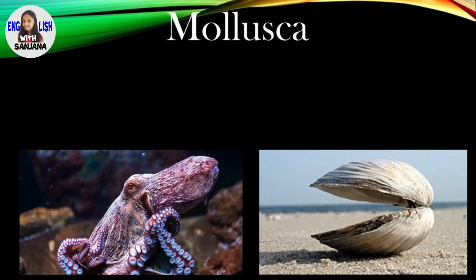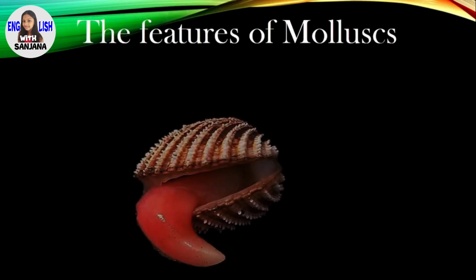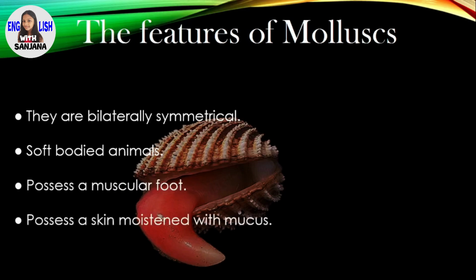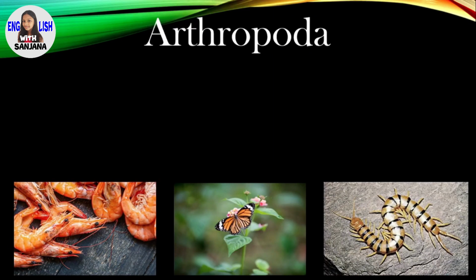Now let's talk about Mollusca. Mollusca live in terrestrial, marine, and freshwater environments. Some examples for Mollusca: snail, bivalve, chiton, slug, cuttlefish, and octopus. Let's look at some features of mollusks. They are bilateral symmetrical, soft-bodied animals, possess a muscular foot, possess a skin moistened with mucus. Some mollusks bear shells.